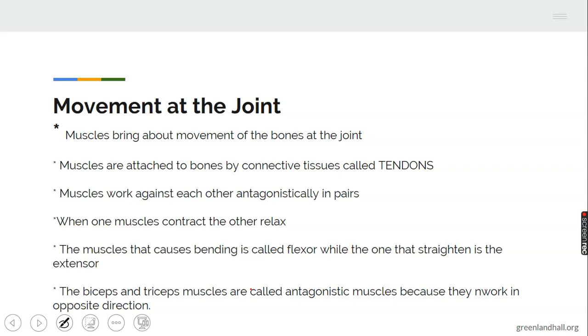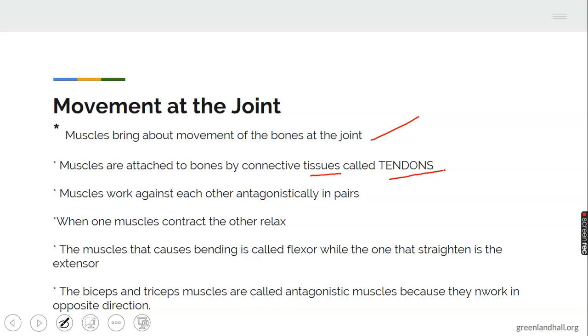And these muscles are called antagonistic. They work in opposite directions. Now let's see how this is done. Muscle brings about movement of bones at a joint. Muscles are attached to bones by connective tissues called tendons.